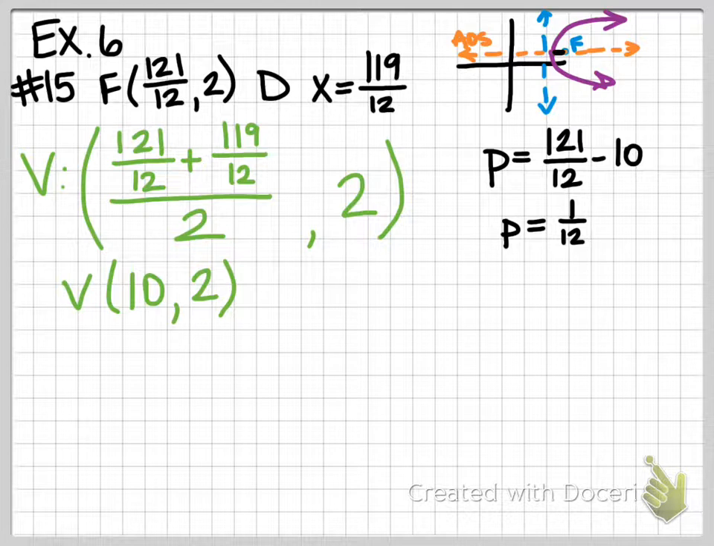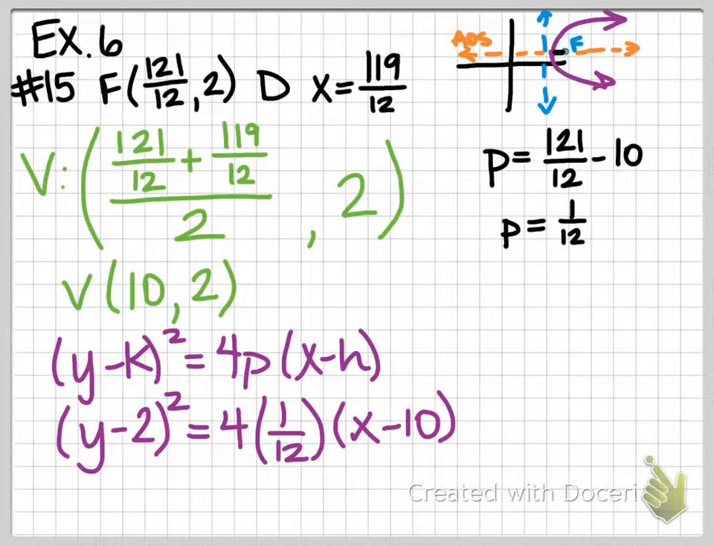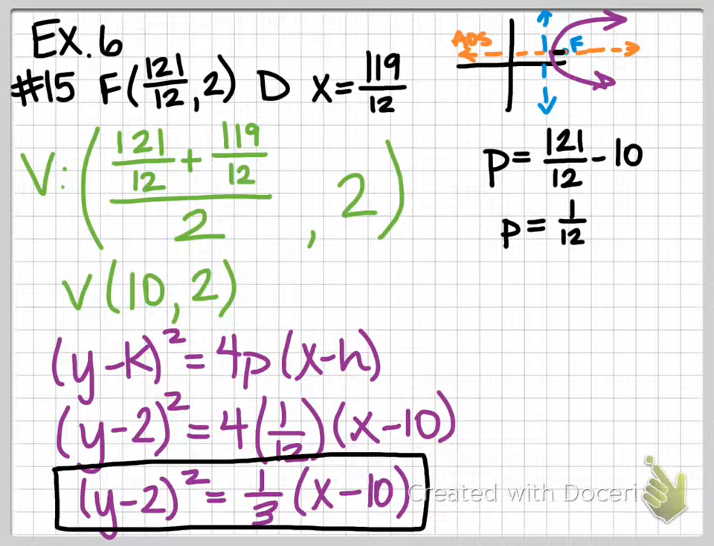So now that I have my vertex and my p-value, I can plug into y minus k squared equals 4p times x minus h. So this is going to be y minus 2 squared equals 4 times 1 over 12 times x minus 10. So the only simplifying that I would want to do is 4 times 1 over 12. So this turns out to be y minus 2 squared equals 1/3 times x minus 10. So this would be the equation of this parabola that opens to the right and has a focus and a directrix with the given information.